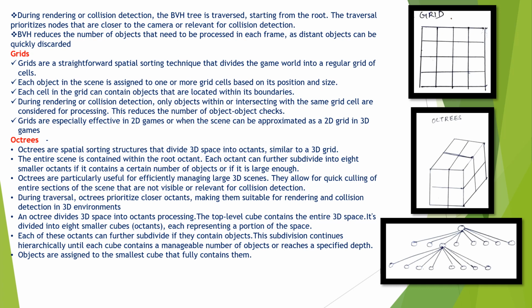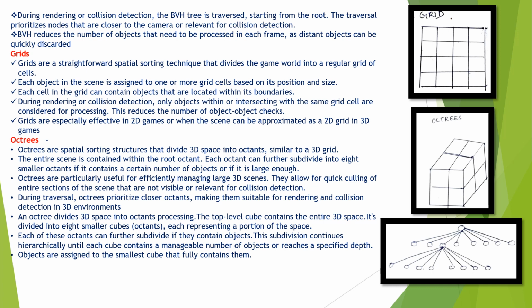Octrees are particularly useful for efficiently managing large 3D scenes. They allow for quick culling of entire sections of the scene that are not visible or relevant for collision detection. During traversal, octrees prioritize only the closer octants, similar to BVH. So an octree divides the 3D space into octants for processing.